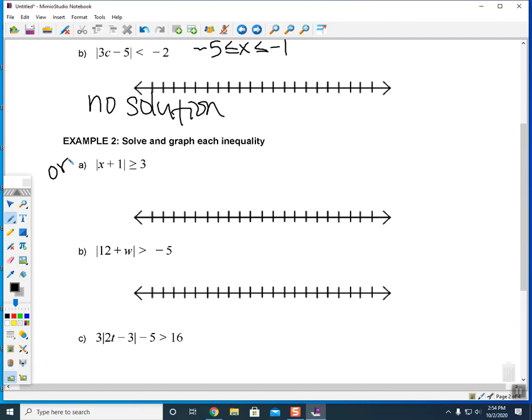So now I can just split it, right? So I'll have x plus 1 is greater than or equal to 3, or x plus 1 is less than or equal to negative 3. Solve by subtracting 1 from each side. X is greater than or equal to 2. I'll do the same thing over here. X is less than or equal to negative 4.